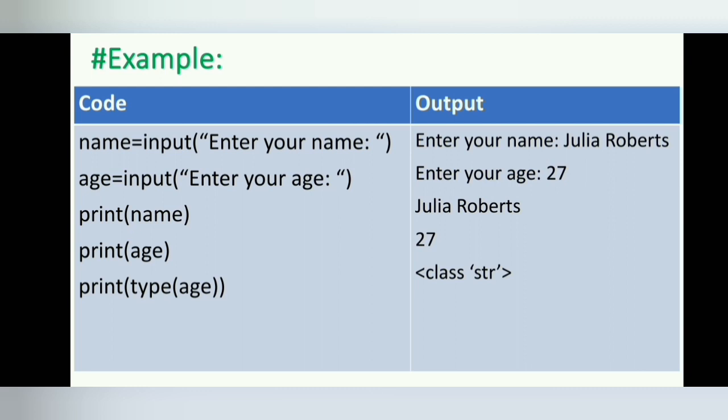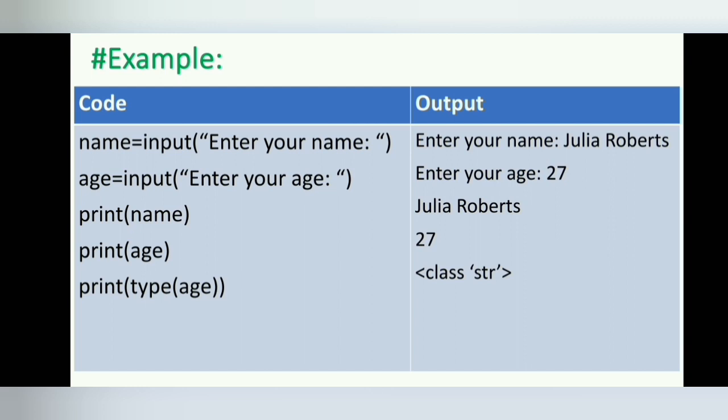The next print statement, print(name), will display the value stored in the variable name, which is Julia Roberts. The following print statement, print(age), will display the value stored in the variable age, which is 27. The next print statement, print(type(age)), will display the data type of the variable age, which is str.